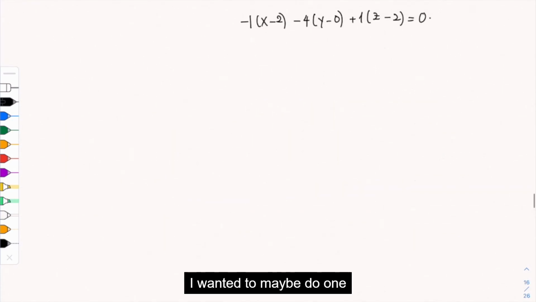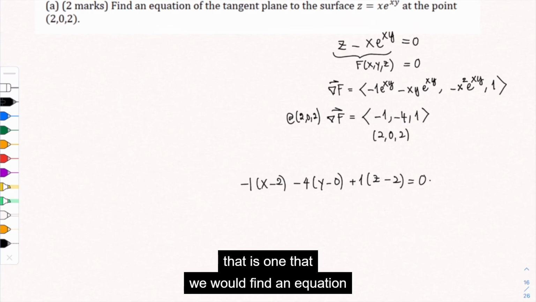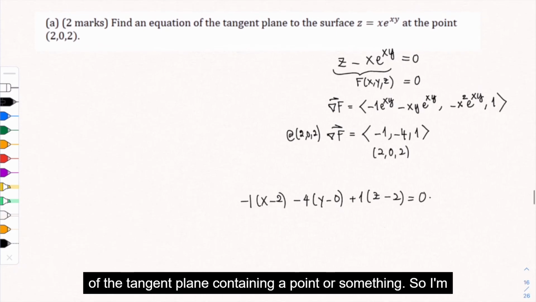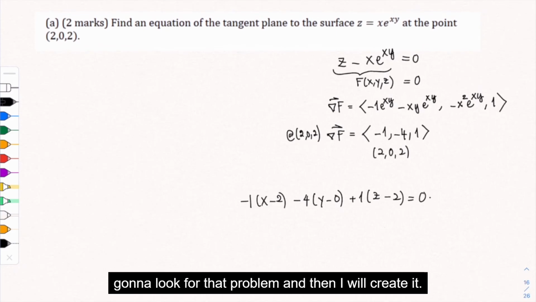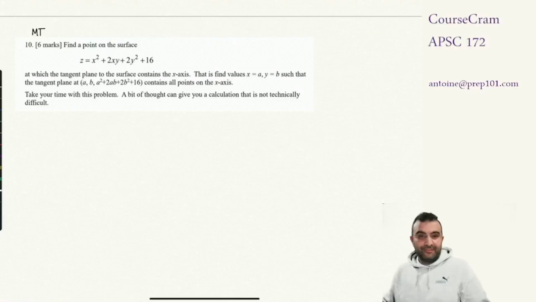I wanted to maybe do one where we would find an equation of the tangent plane containing a point or something. So I'm going to look for that problem, and then I will create it. I will continue the videos once I've posted it.